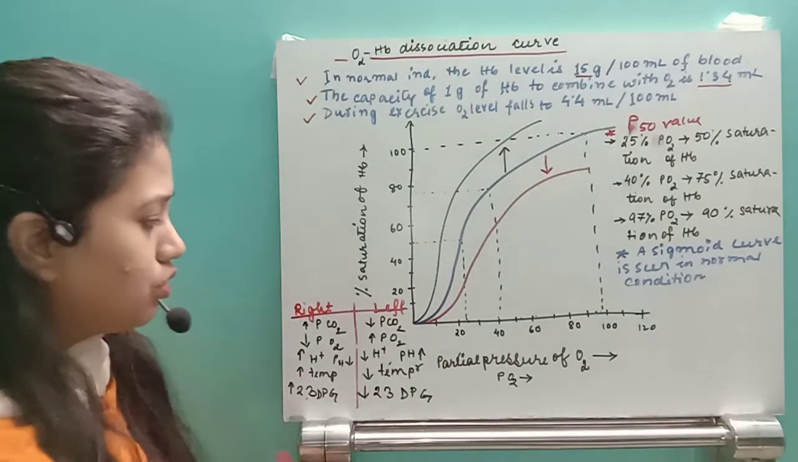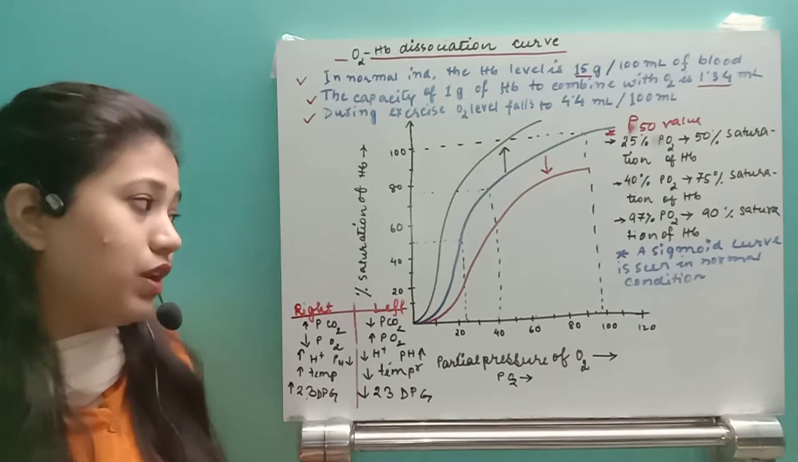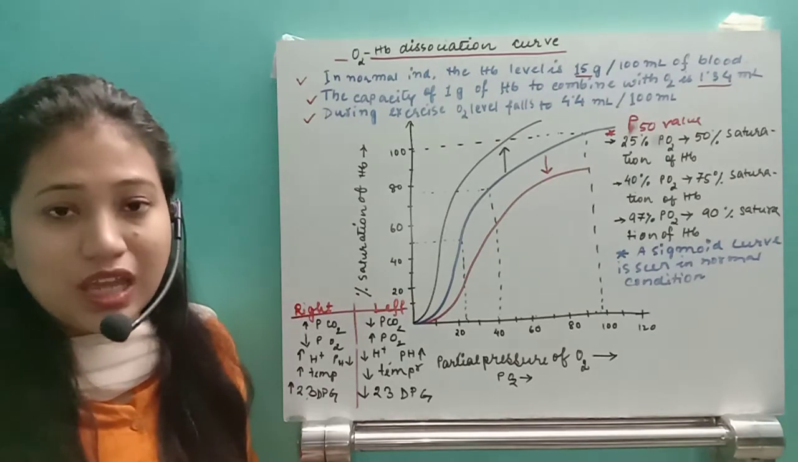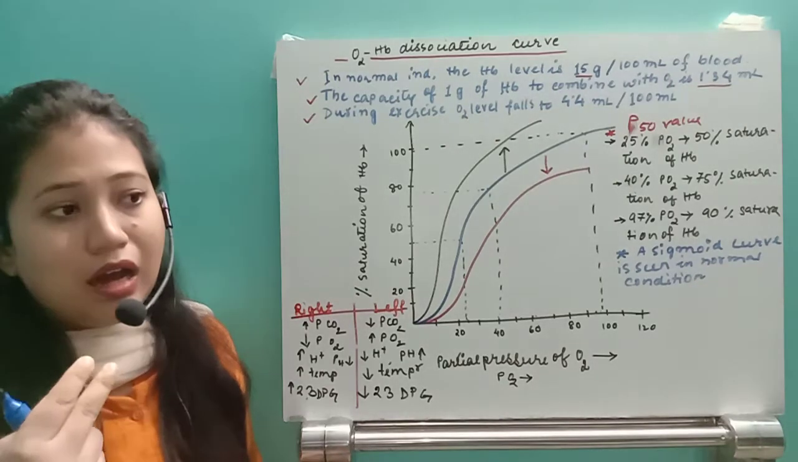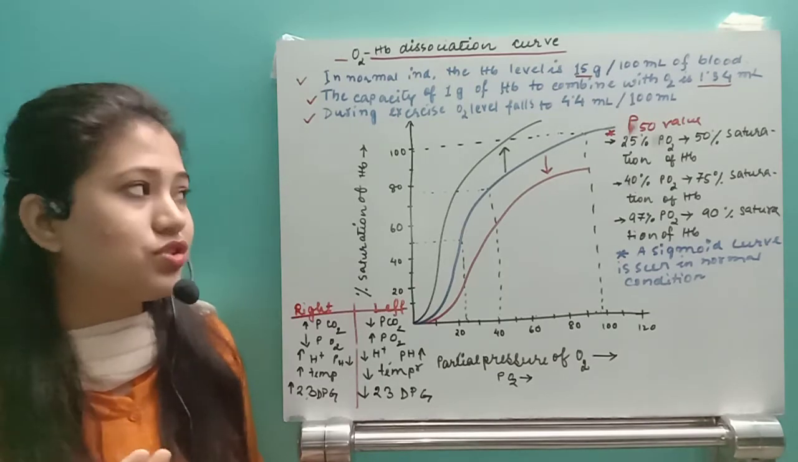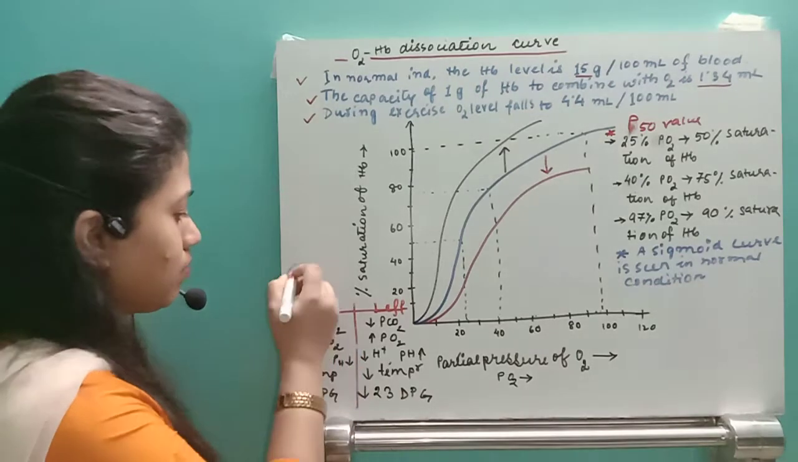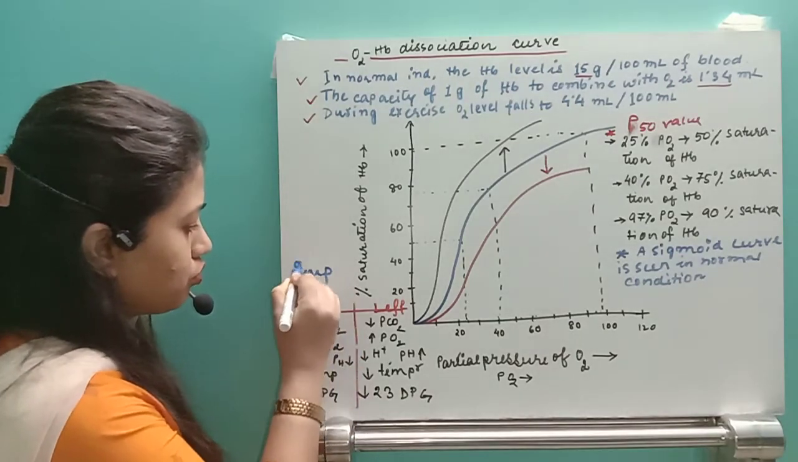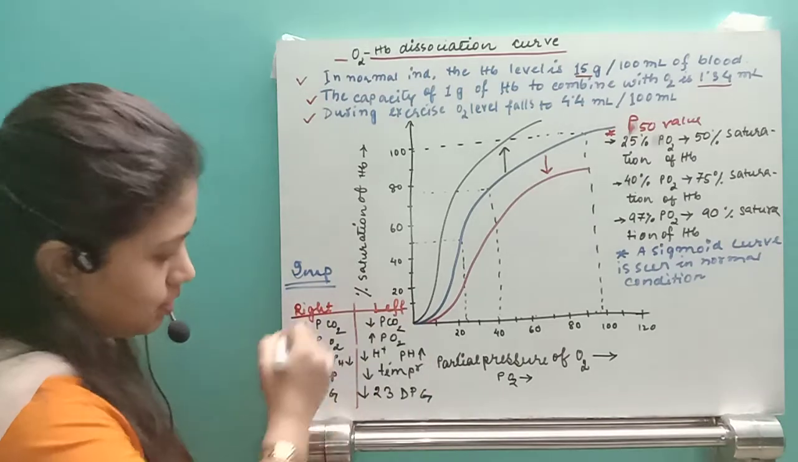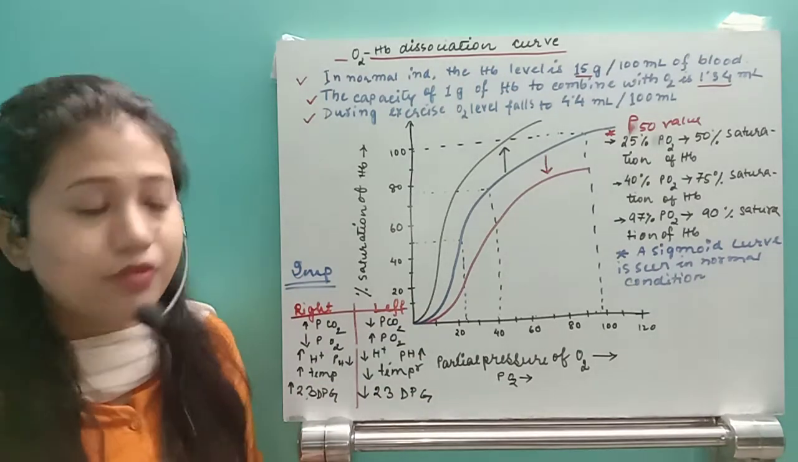So you can see here that right shifting and left shifting are very important. We need to know this, because sometimes a question can be asked this way: in a condition where the person is working in the summer season, will the oxygen hemoglobin curve shift to the right or left? So this will be very important. You need to know this chart, and this is the oxygen hemoglobin dissociation curve.